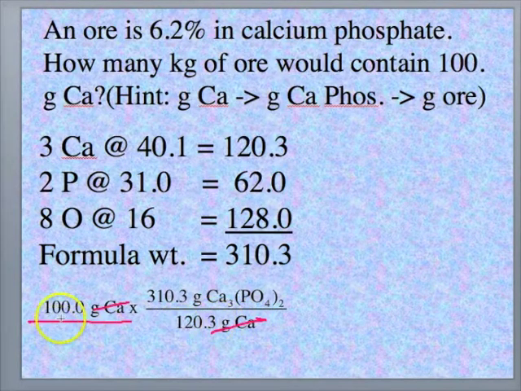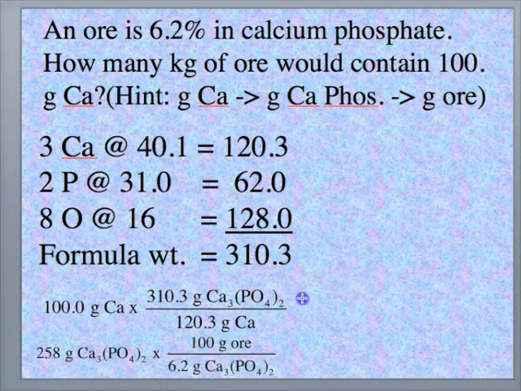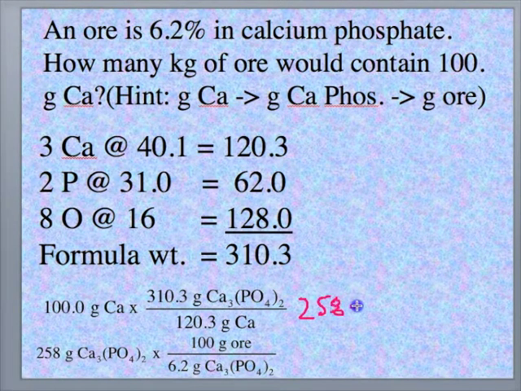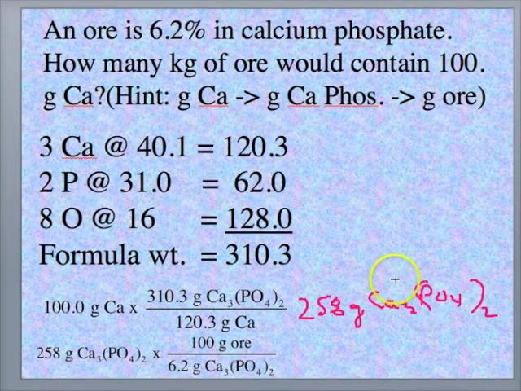Okay, if you multiply your 100 by 310, divide it by 120, we get 258 grams of calcium phosphate. But the question doesn't stop there.